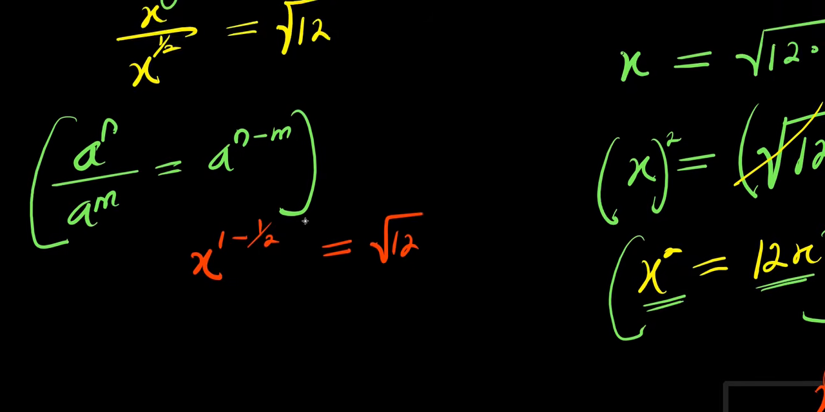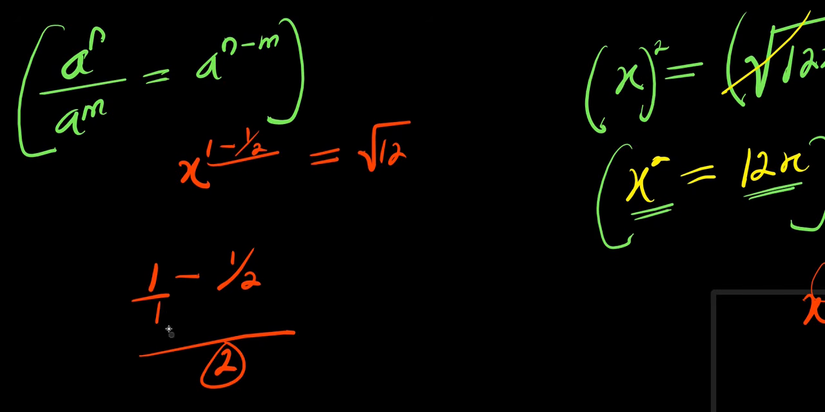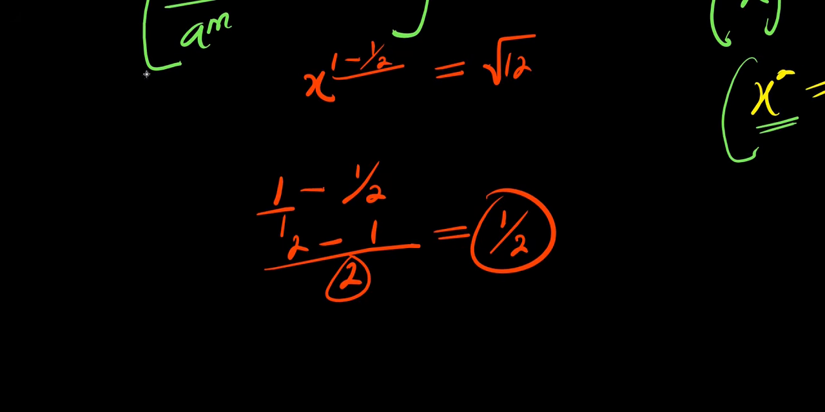So, from here, I will have 1 minus 1 over 2. You have 1 minus 1 over 2. This is over 1. The LCM here is 2. 2 divides 1, 2. 2 times 1, that is 2. Minus 2 divides 1. 2 divides 2, 1. 1 times 1, you have 1. This equals 2 minus 1, 1 over 2. Right, so I'm going to have x power 1 minus 1 over 2. That will be 1 over 2. And this equals square root of 12.